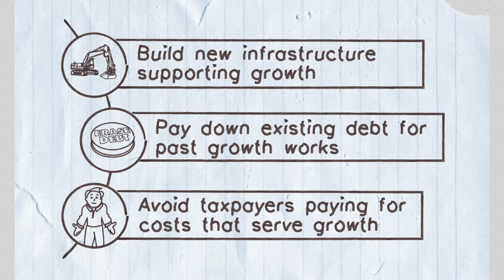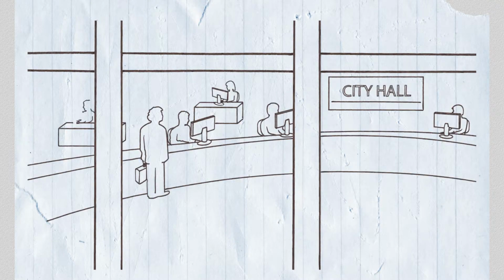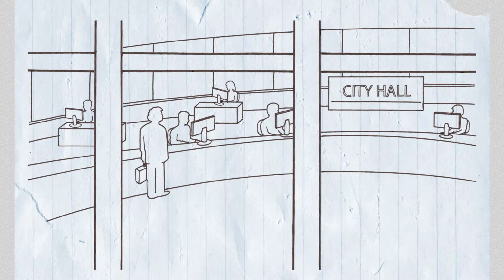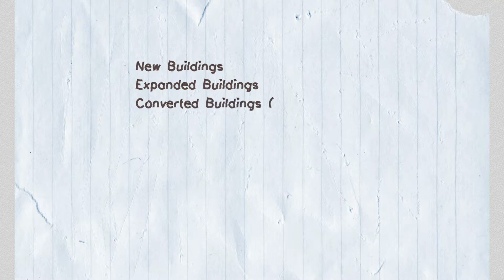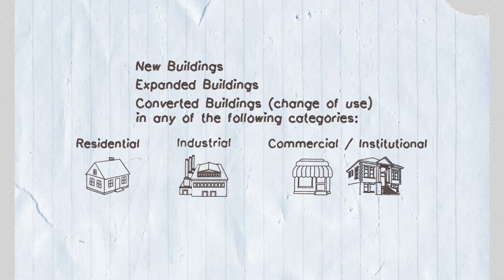Development charges do not pay for operating costs or infrastructure renewal. That's paid for by new taxes from new homes and businesses, also known as assessment growth. Development charges must be paid prior to a building permit being issued for most new buildings. Development charges are charged for new buildings, expanded buildings, and converted buildings. These fees apply to residential, industrial, and commercial institutional buildings.